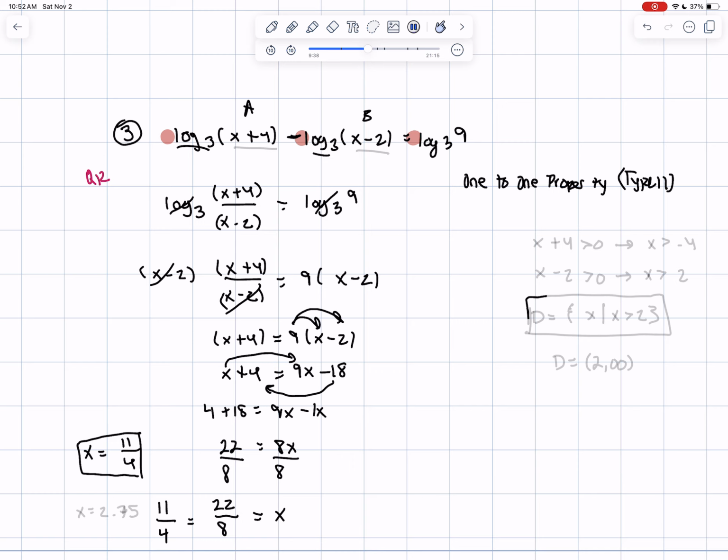Now we can actually evaluate our domain. So our domain is going to come from the x plus 4 and the x minus 2. So how do I write that? I write that as x plus 4 is greater than 0 and x minus 2 is greater than 0. And if I was to write this again, it'd be x is greater than minus 4, and x is greater than plus 2.